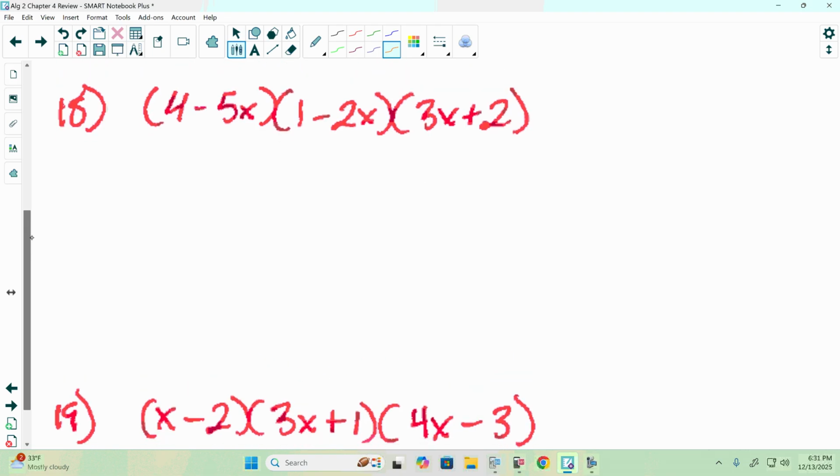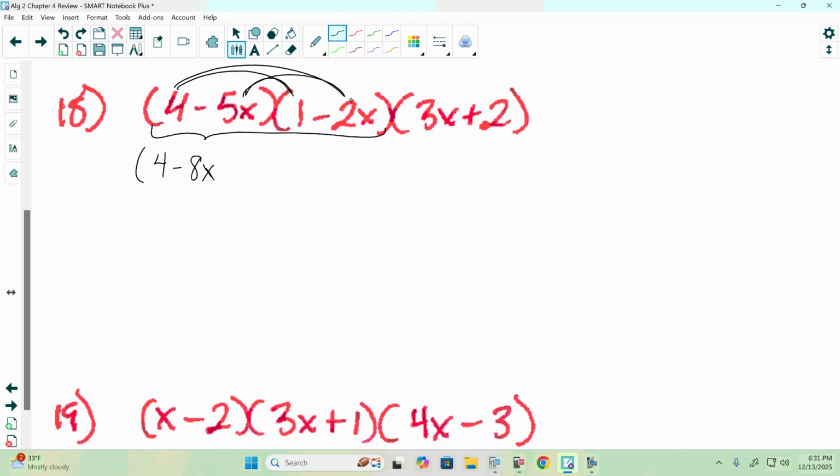Now that brings us to 18 and 19. 18 and 19, we're just doing distributive property. So we're going to multiply 2 at a time. I'm just going to multiply these first two here. So the first thing we're going to do is distribute the 4. 4 times 1 is 4. 4 times negative 2x. 4 times negative 2 would be negative 8. And we still have that x.